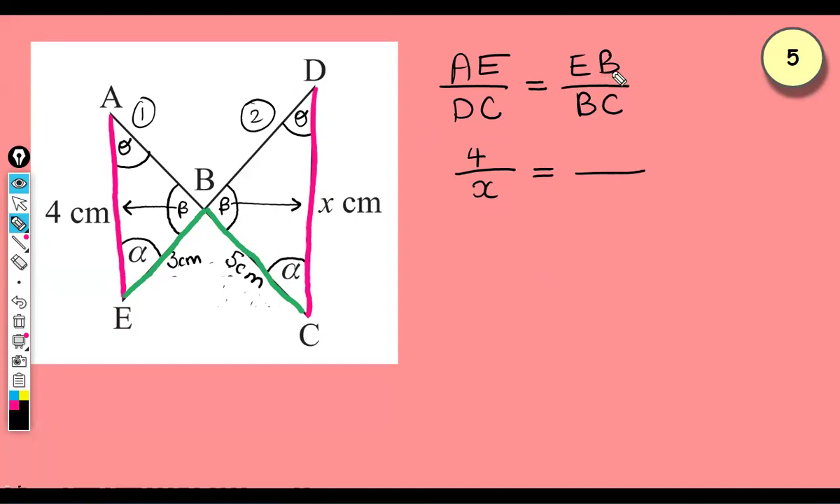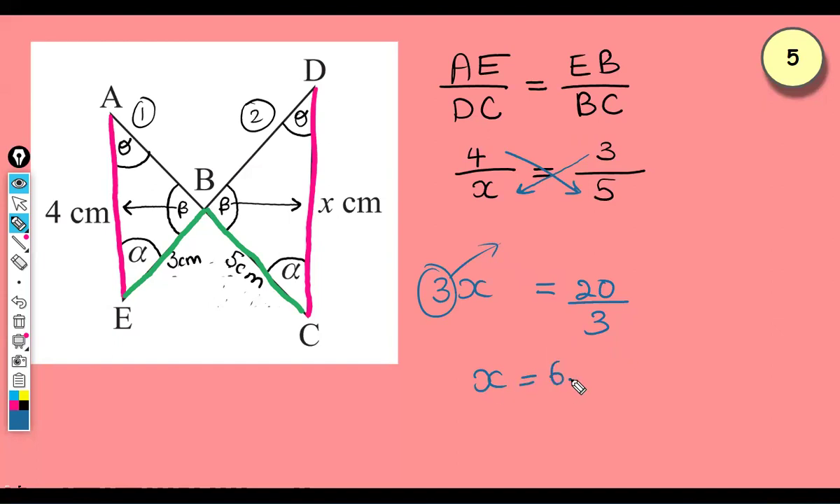EB is how much? EB is 3. And BC is 5. Yeah, just cross multiply now and we're good to go. 3 times X is 3X. 4 times 5 is 20. Throw across, multiply, you get what? A divide. 20 divided by 3. I'm getting 6.666666, or 6 and 2/3. Or you can put 6.67. Anything like that will do. Right?